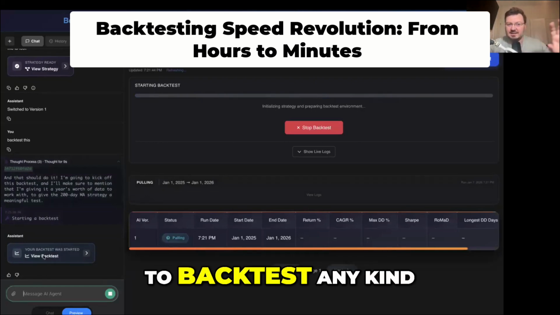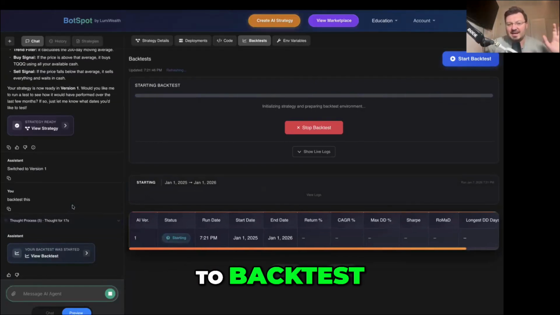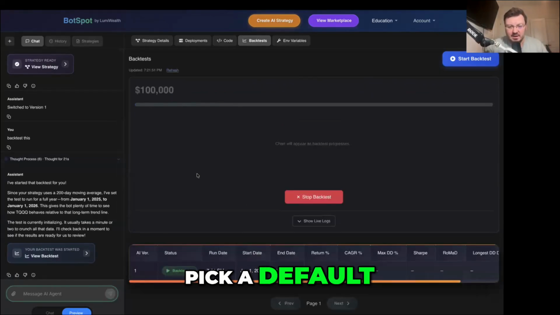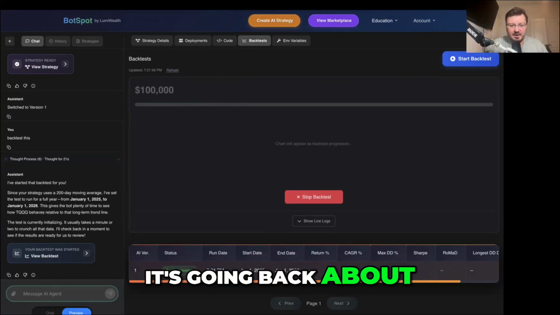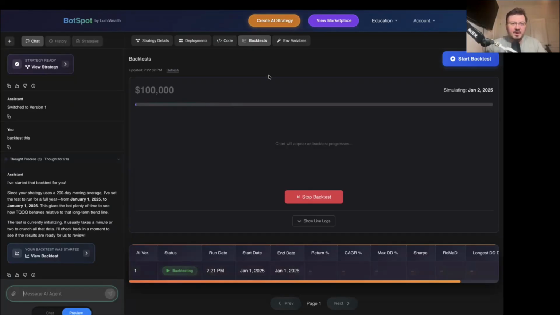You could get it to backtest any kind of thing you want. If you just tell it to backtest, it will pick a default. In this case, it picked about a year long, right? So it's going back about a year, January 1st, 2025 to January 1st, 2026. And you see our backtest is starting up here.